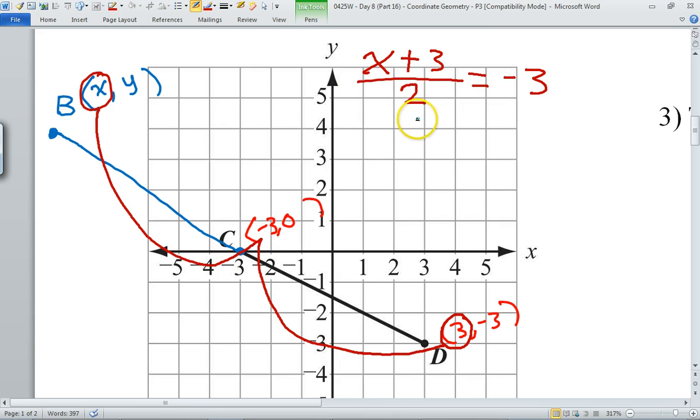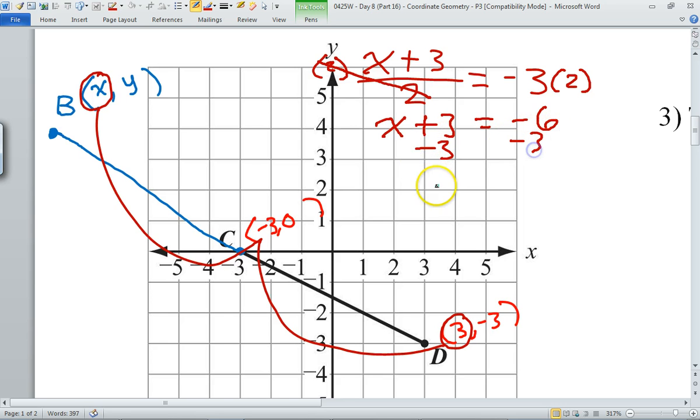What will be my first step toward solving? Times 2. Who said that? Yeah, that's Maria back there. She said, let's multiply by 2. Always multiply by the denominator if you've got one. So multiplying by 2 is going to cancel those out. So that's going to leave me x plus 3 equals -6. Subtracting 3 from both sides, x equals -9. So far, that tells me I've got (-9, something).